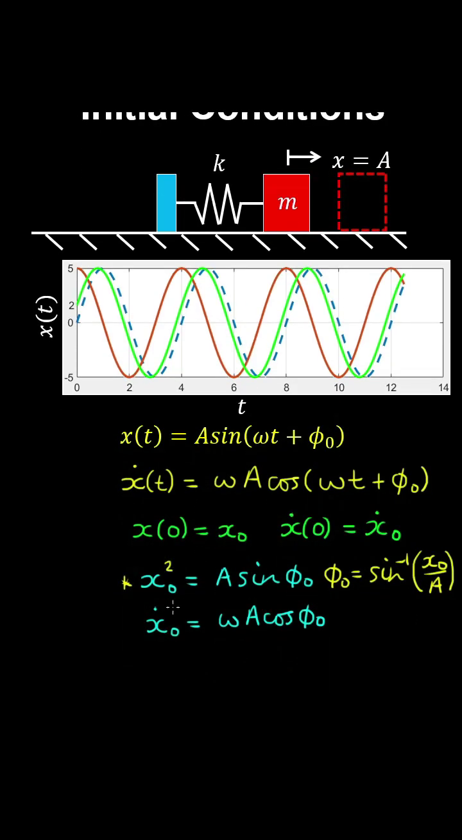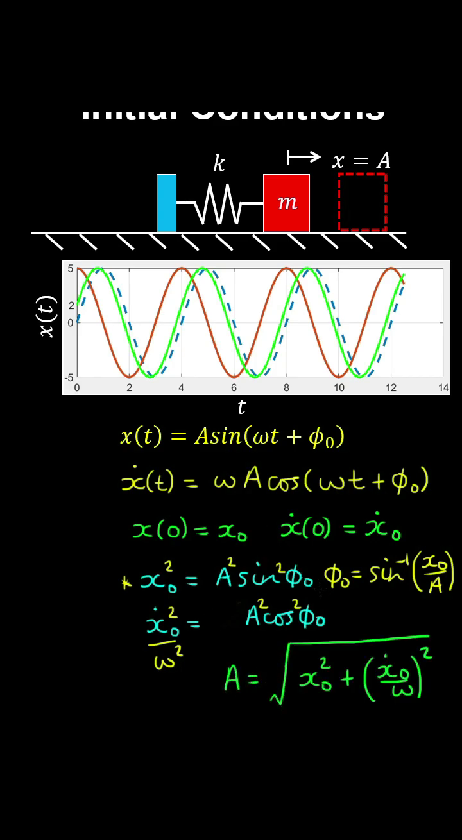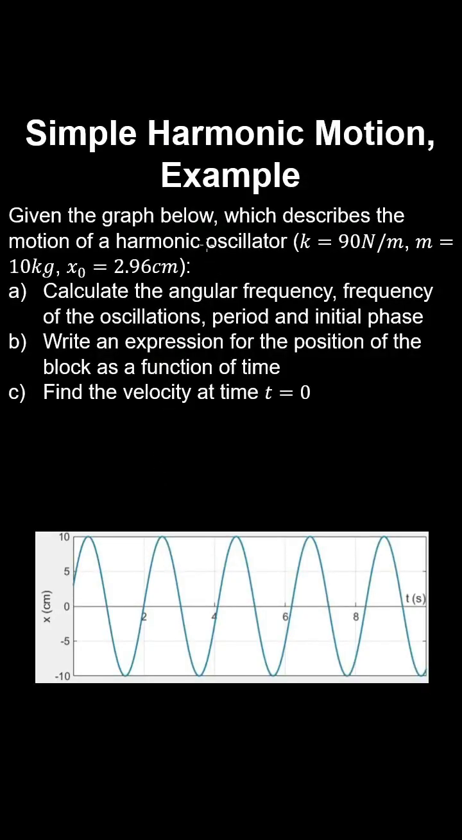And if we square these equations on both sides, divide the second one by omega squared, add them together and square root both sides, we can obtain an expression for the amplitude. Therefore, simple harmonic motion can be initiated using different initial positions and different initial velocities. Given a graph that describes the motion of the harmonic oscillator with these properties, let's calculate the quantities that describe the physics of the system.